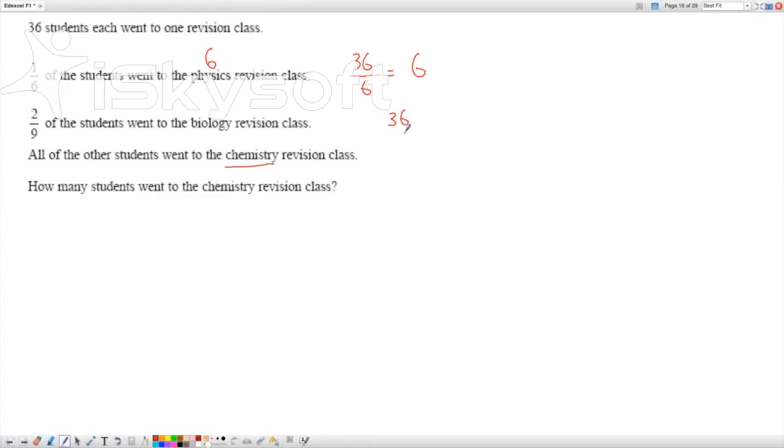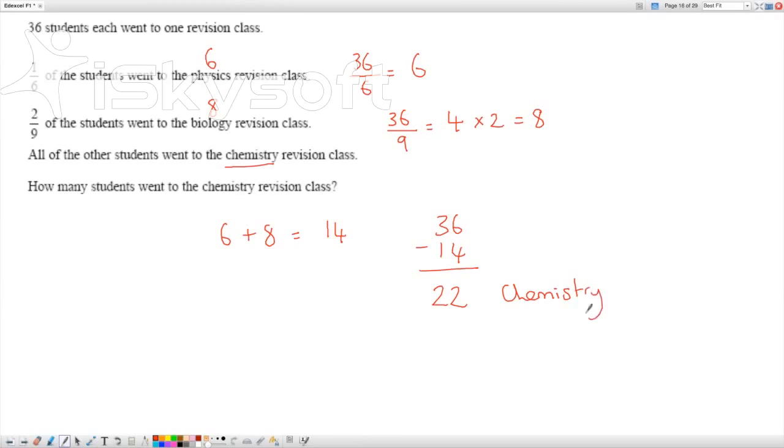Biology, we're going to split our number 36 into 9. 36 divided by 9 is 4, but that's 1/9. Times it by 2 gives us the number for biology, 2/9, which is 8. And all the other students went to chemistry. So adding our physics and our biology, we have 14 students. 36, subtract 14, leaves us with 22 students who must have been at chemistry if they were not at physics or biology.